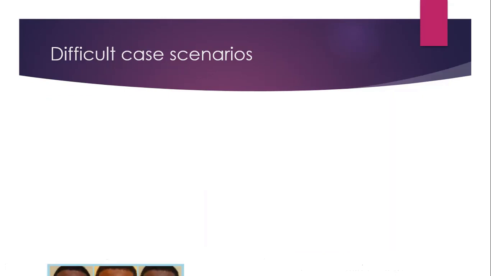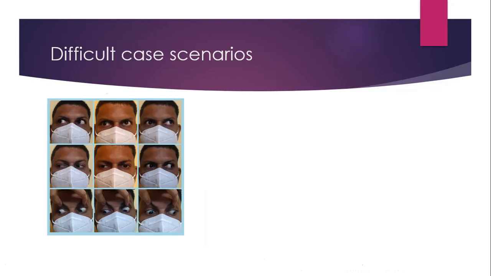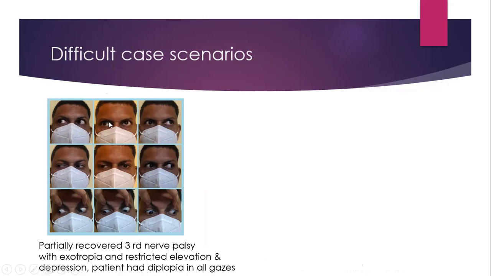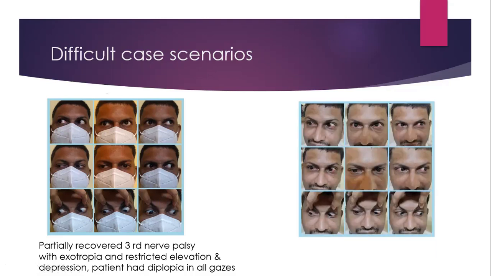So this is the third case. Can anyone tell me the diagnosis? So you can see that the elevation is slightly restricted in the right eye. Even the depression is restricted. But horizontally, there's no restriction. This is a partially recovered third nerve palsy. So what did we do? We did a basic R&R procedure to correct the exotropia.